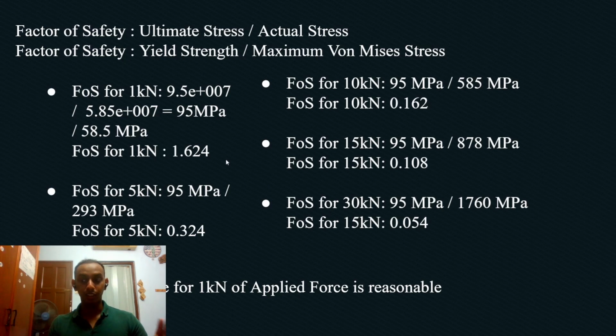So based on our analysis and the study that has been done, the factor of safety for 1 kilonewton is the best because this valve has a factor of safety of 1.624. And this applied value is reasonable and strong enough for the valve to stay rigid and take in all that energy that is produced and done during an actual, real world scenario.